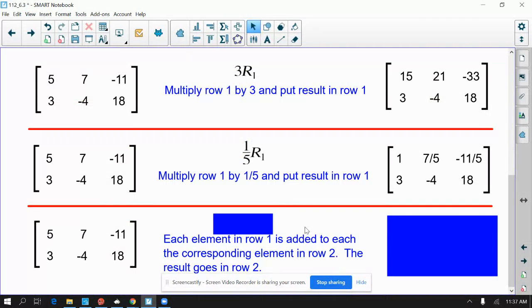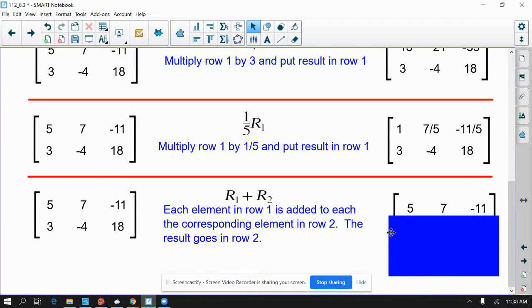And each element in row 1 is added to the corresponding element in row 2. So that is row 1 plus row 2. Now take care here, because row 1 plus row 2, you're going to get an answer. Where do you put that answer? You put it in the last row that was mentioned, row 2. So row 1 is going to stay the same.